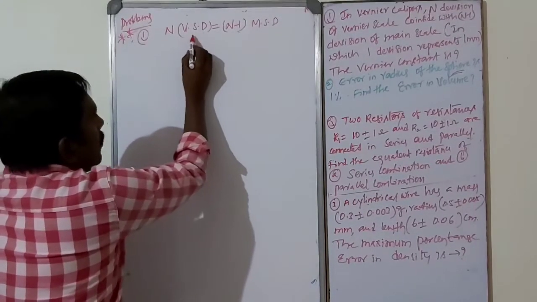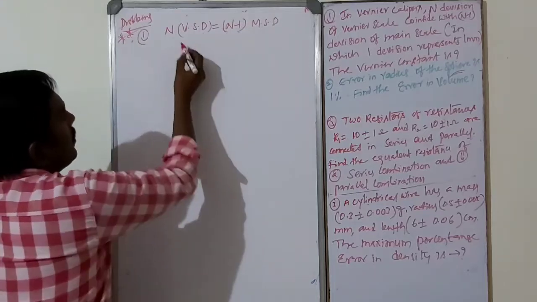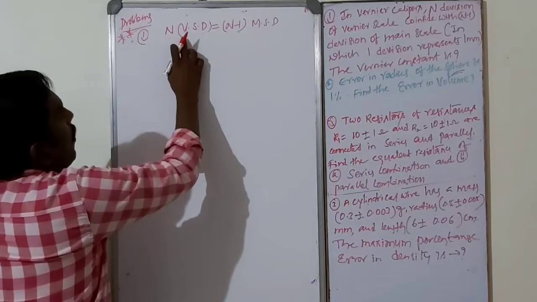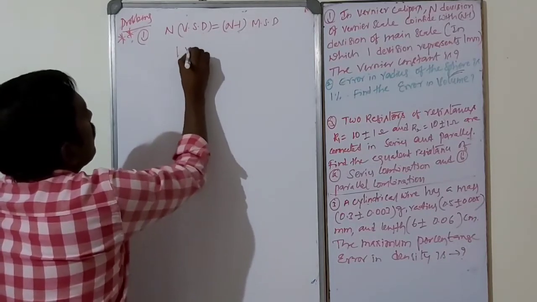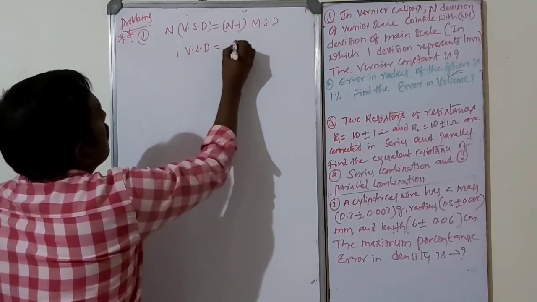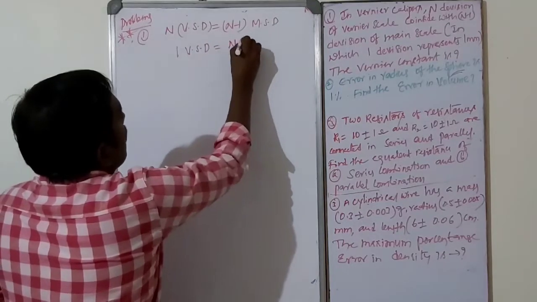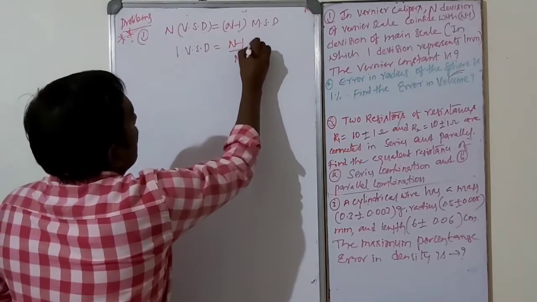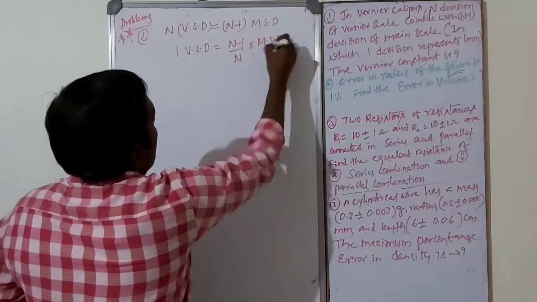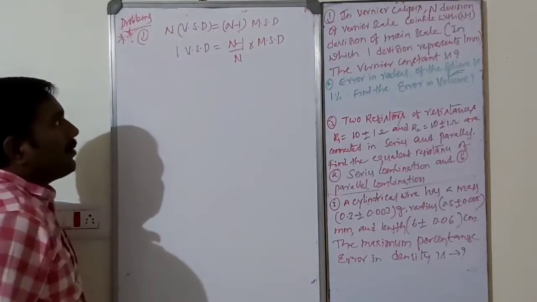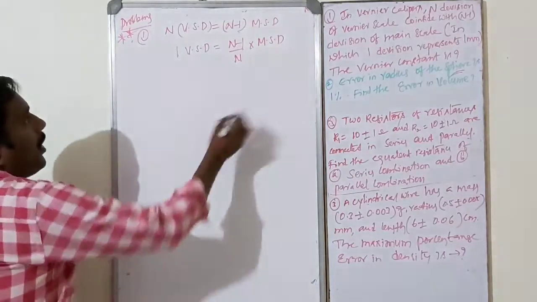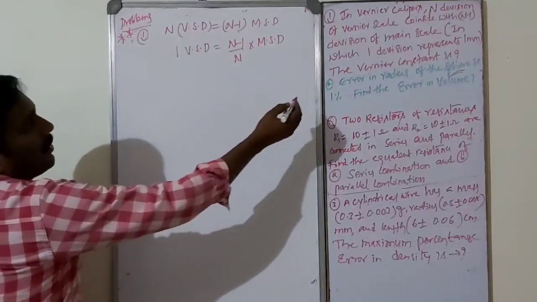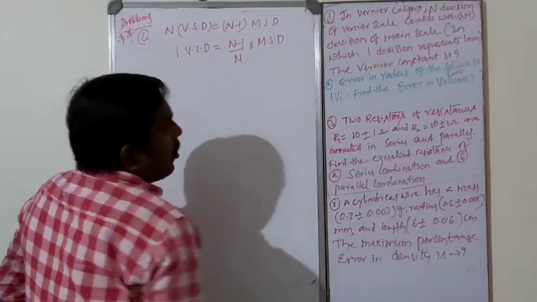I want one vernier scale division. So first of all we calculate one vernier scale division is equal to what? On cross multiplication, one vernier scale division is equal to (n minus 1) by n into main scale divisions. Then we calculate the vernier constant.